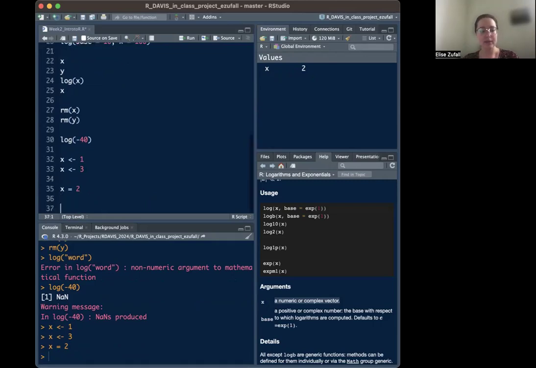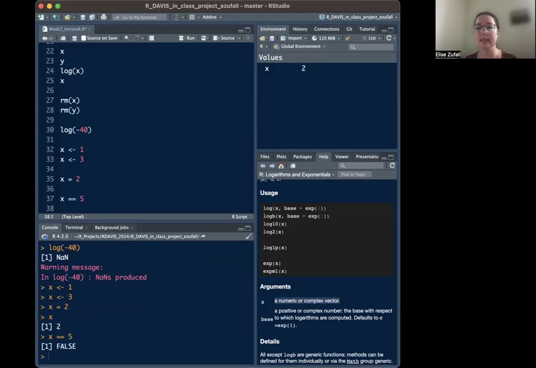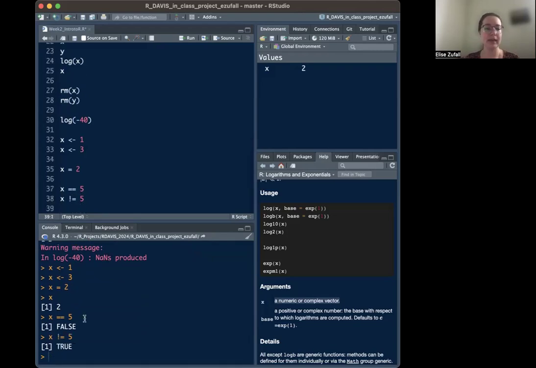So if I ask, what is x? My console will print out x is 2. But what if I wanted to ask a question like, is x equal to 5? Yes or no? Then you would type in two equal signs next to each other. This is the equivalent of asking R a question. Is x equal to 5? And it says FALSE. Nope, x is not 5. What about the opposite: is x not equal to 5? And that is TRUE. x is not 5.